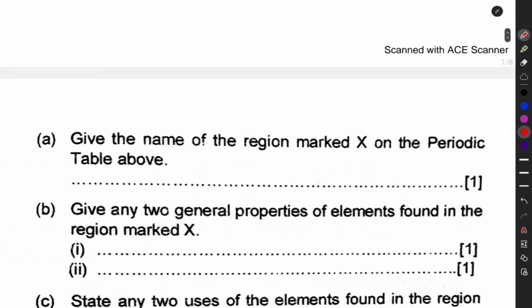So the first question is, give the name of the region marked X on the periodic table. Okay, so here we are going to write transition metals, but also at an advanced level, this one is called the F block. I don't know if it's covered at ordinary level. It might be beyond our scope, but of course it is also called F block.